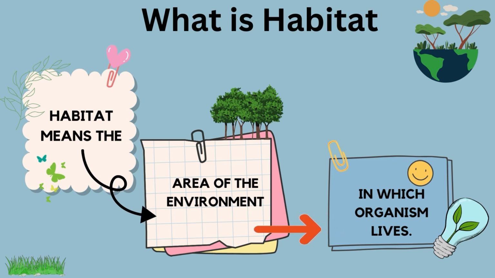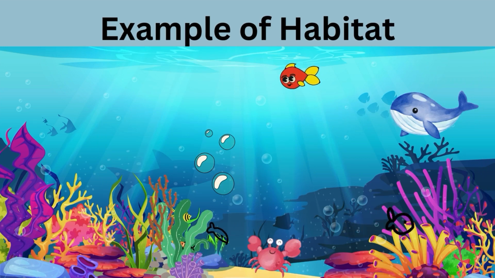Habitat means the area of the environment in which an organism lives. For example, sea is the area of environment in which fishes live, i.e. the habitat of fishes.